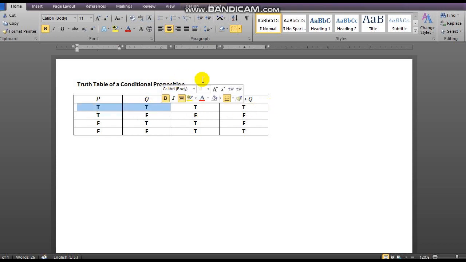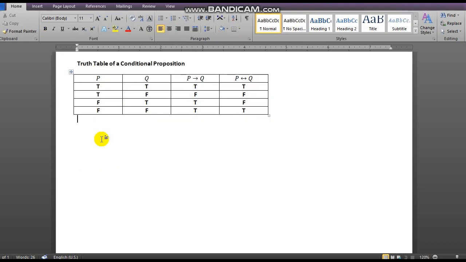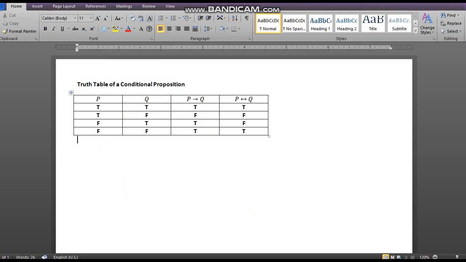Both P and Q must be true, or both P and Q must be false, for the biconditional to be true. If they're different, like in these scenarios, then the biconditional becomes false. But for the conditional proposition, true, false makes it false. Otherwise, it doesn't make it false. It remains true.